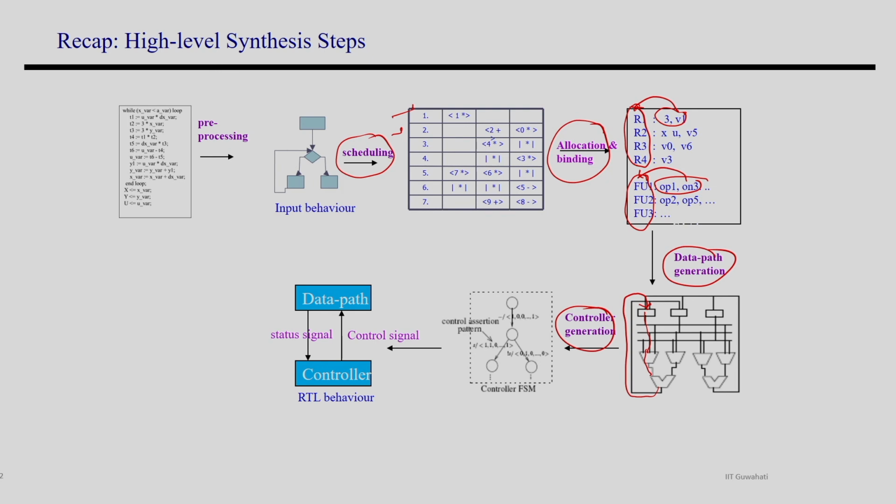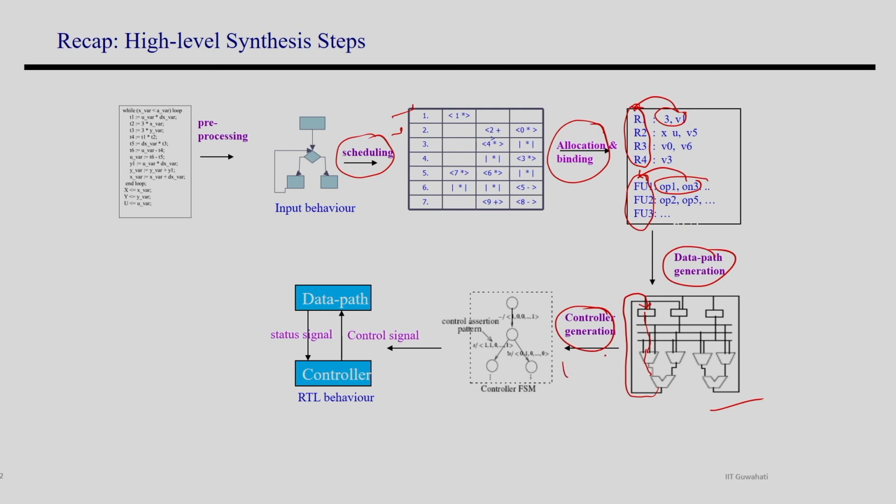Based on this interconnection requirement, you try to make the connections. Obviously, once you make the connections, your objective will be to optimize the interconnection cost. We will come to that point, what the interconnection cost is and how to optimize it, but that is the overall idea.